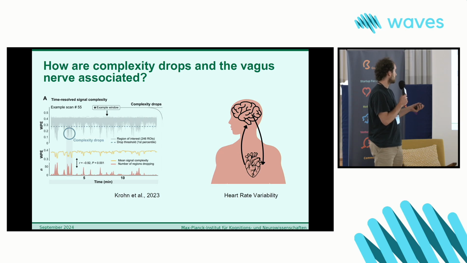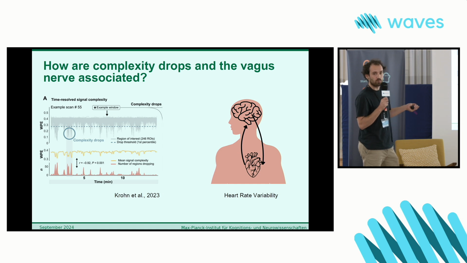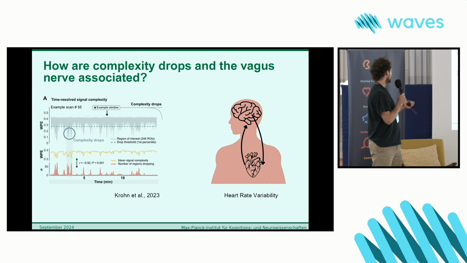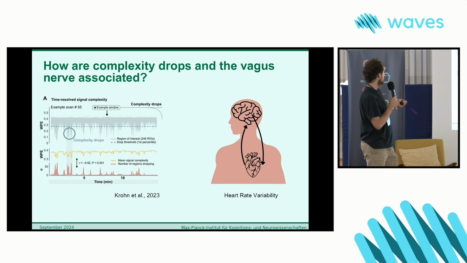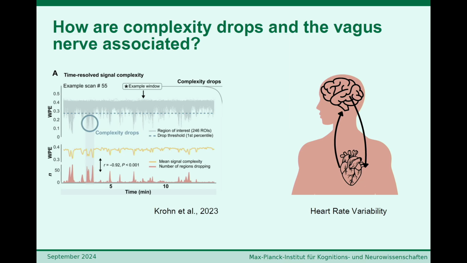Looking at BOLD signal, complexity is measured with weighted permutation entropy, which captures both amplitude and neuronal patterns. In a time-resolved manner, complexity drops are when multiple parcels drop below the first percentile of this complexity. So what we see is a general drop of weighted permutation entropy, and multiple areas drop below that. These complexity drops happen from unimodal to transmodal, so they propagate throughout the brain.